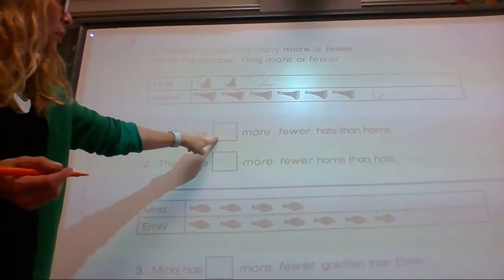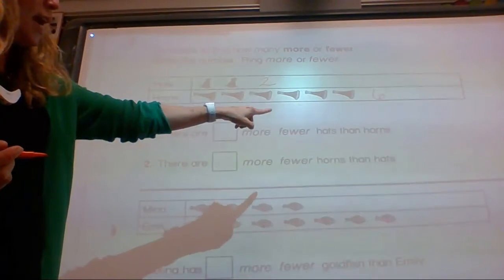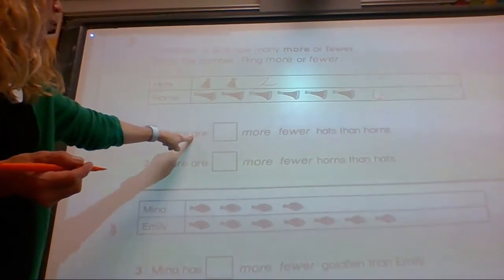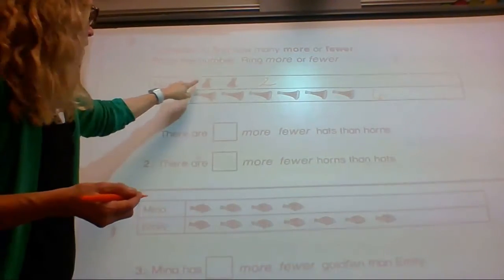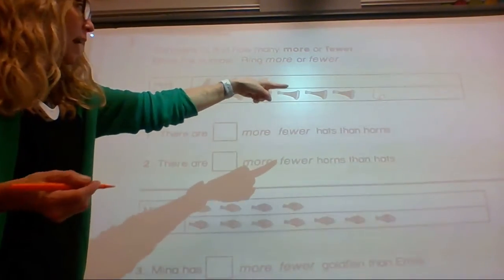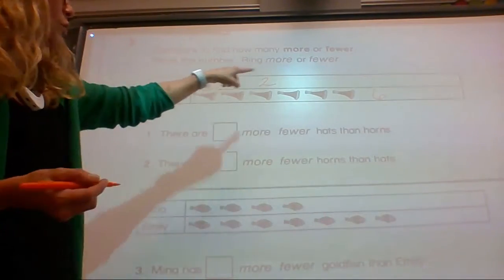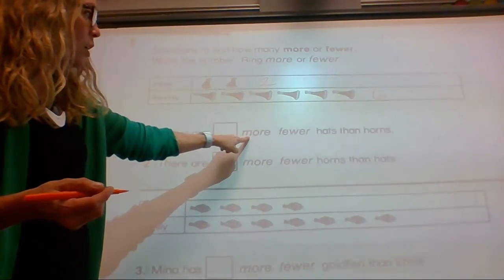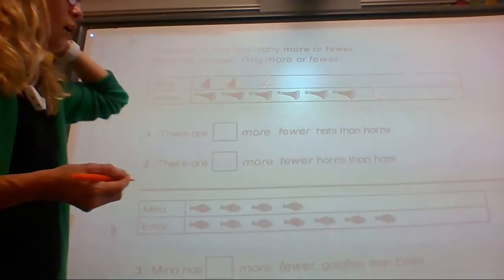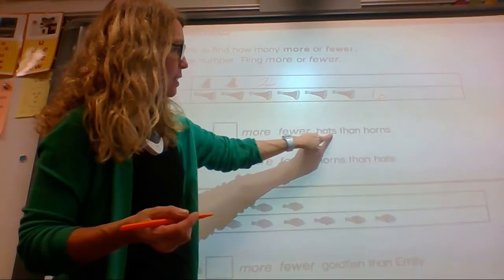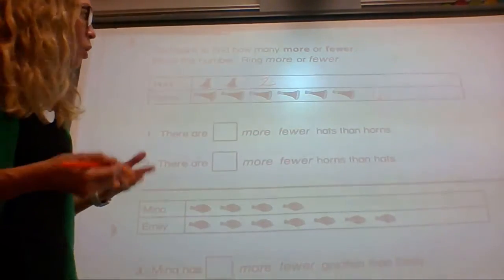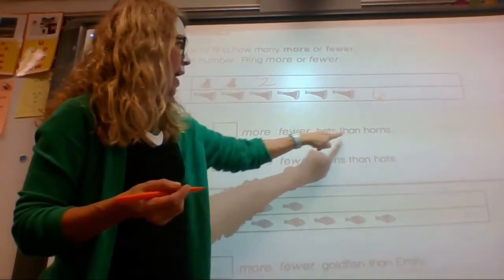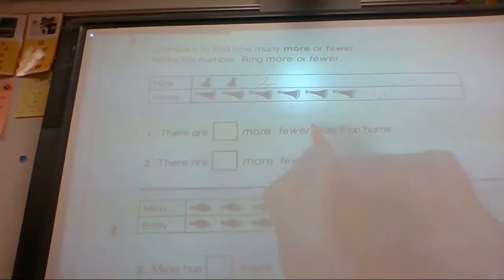Number one, there are blank more, fewer hats than horns. So we have to decide which one has more, hats or horns. Well, I can see that horns is the larger number, 2 compared to 6. So there are blank more or fewer hats than horns. Now, we have to look and see. They're asking about the hats. So are there more hats than horns or fewer hats than horns? There's only 2 hats, so there's fewer hats than horns. So I'm going to circle the word fewer.